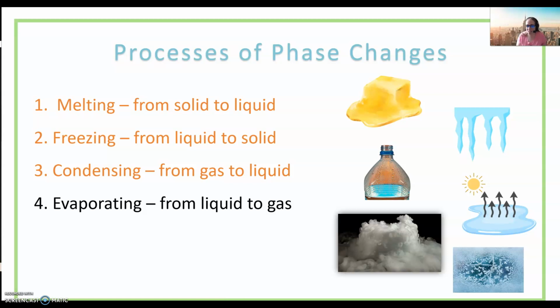Condensing is from a gas to a liquid, so that might be like drops on the side of the container like this one right here. Evaporating is going from a liquid to a gas, like water does on a hot day outside. It goes from a liquid to a gas.